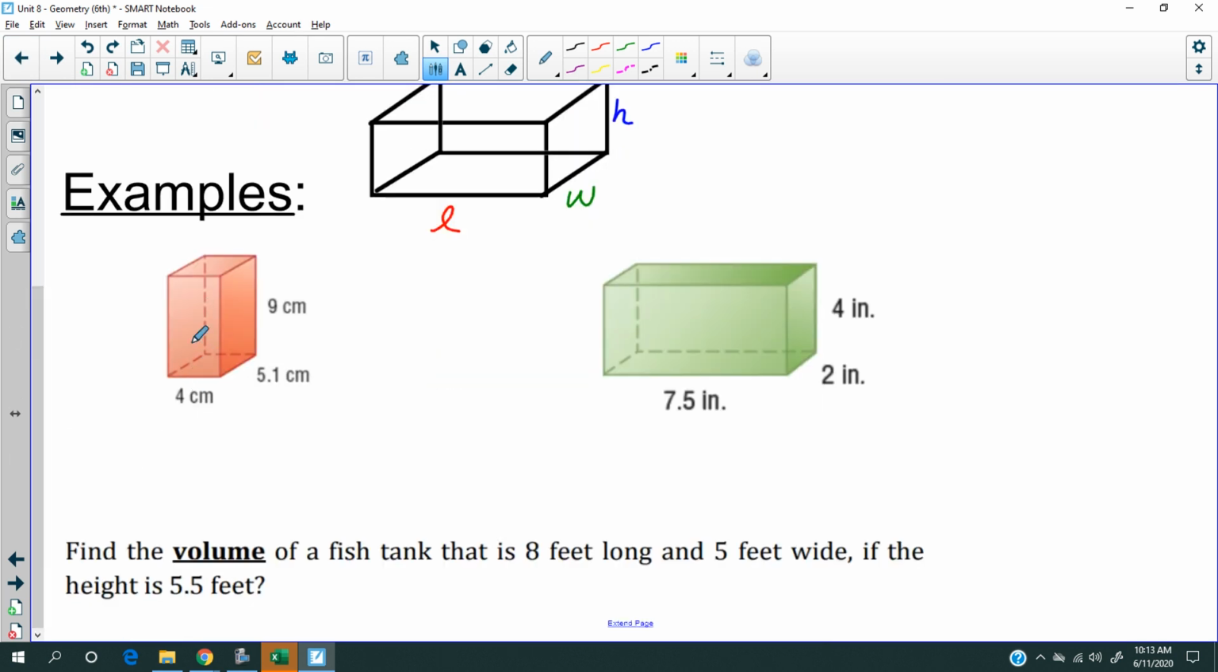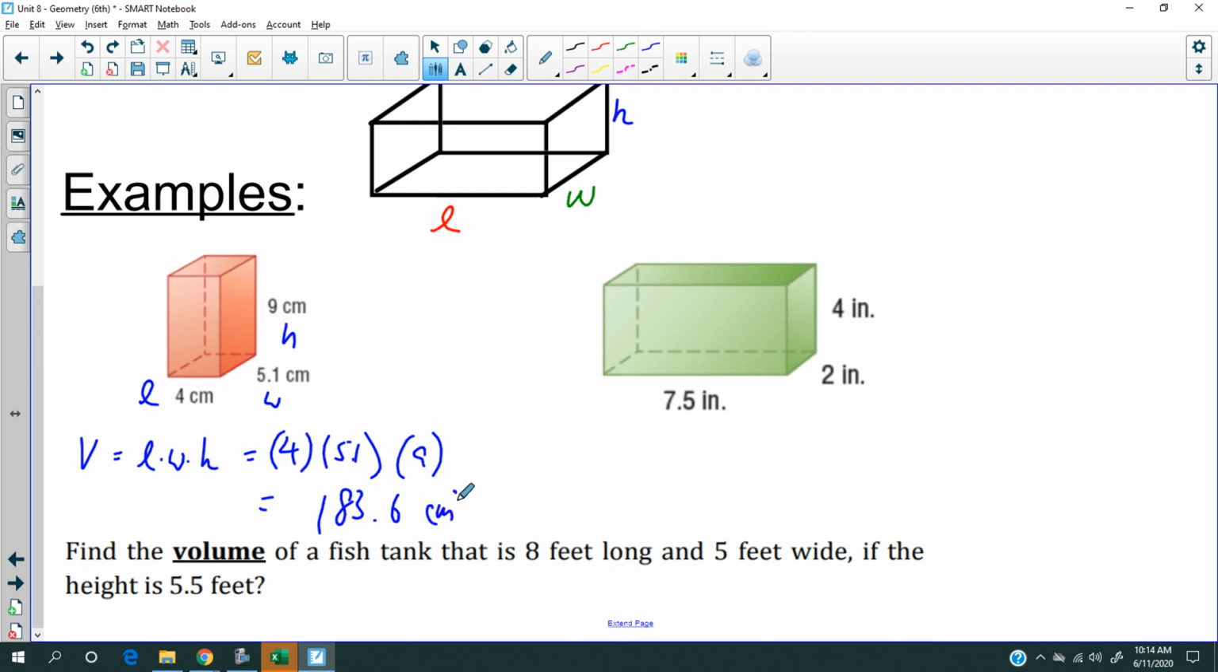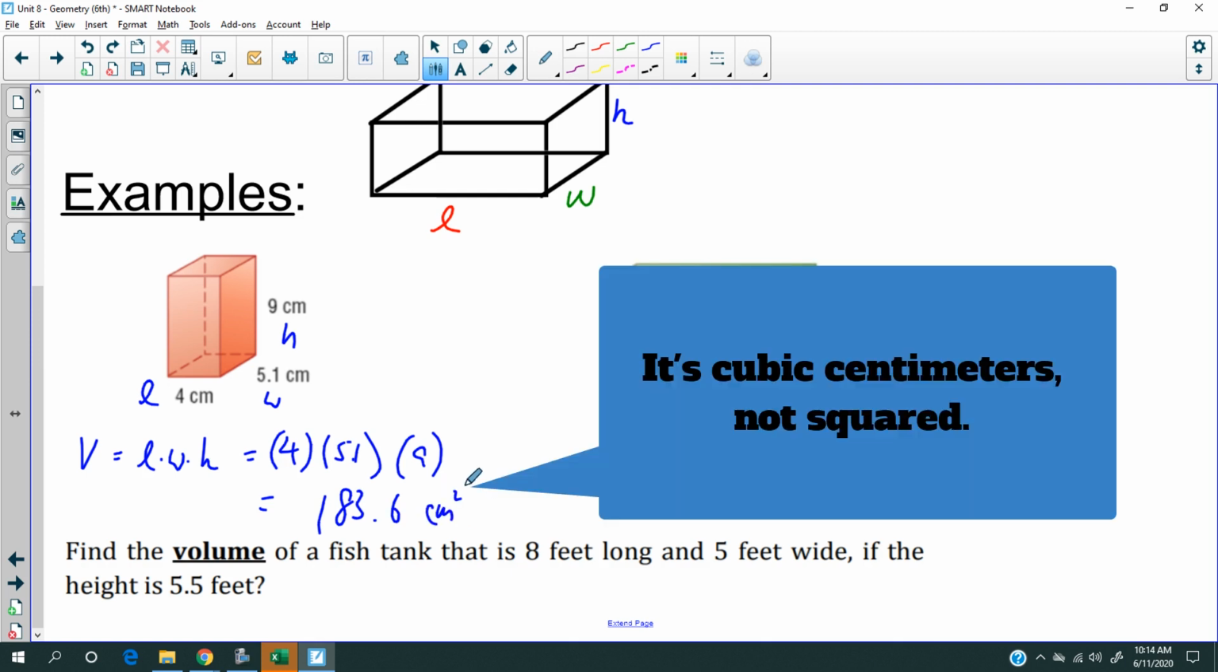All right, so here we have 2 boxes. What's the volume? Length times width times height. By the way, it doesn't matter what the length, width, and height are. It's 3 different numbers: length, width, and height. So I'm going to use my calculator. What's 4 times 5.1 times 9? Again, use your calculator. 4 times 5.1 times 9, that's 183.6 centimeters squared.